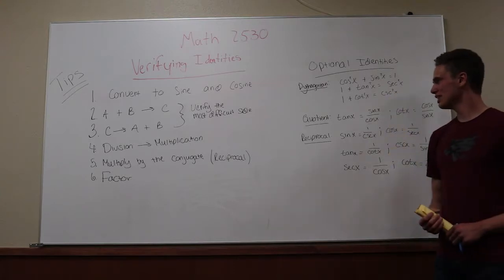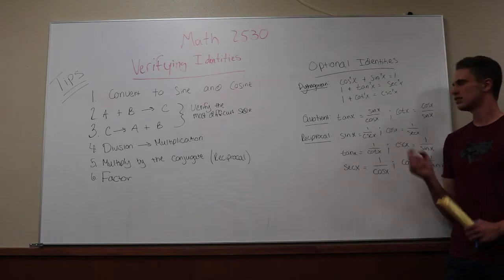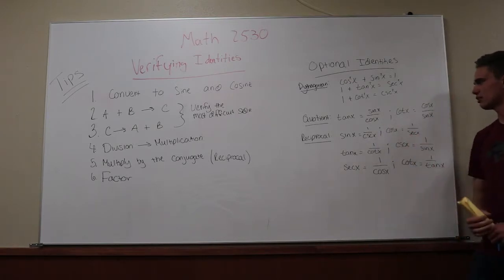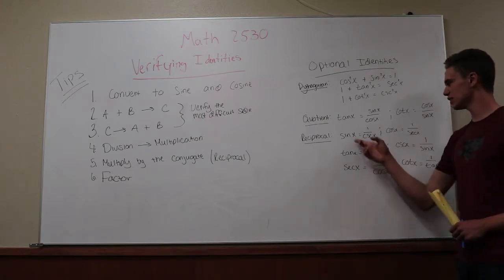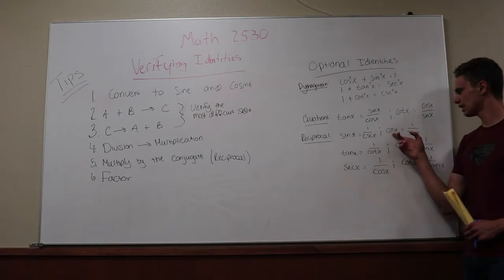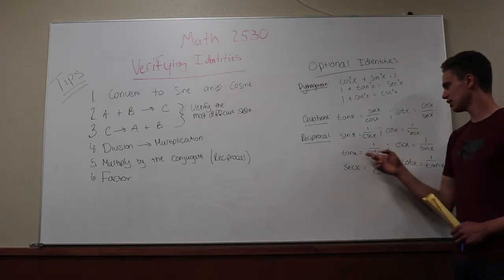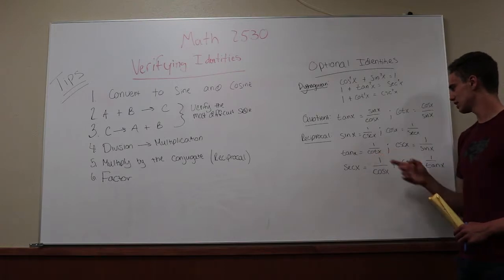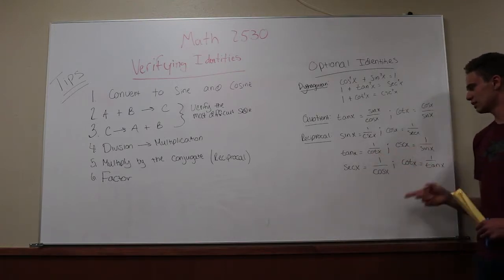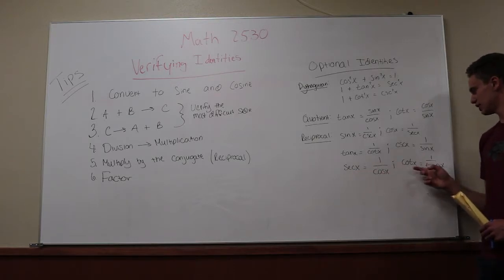For the quotient identities, you have tan x equals sine x over cosine x, and then you have cotangent x equals cosine x over sine x. For the reciprocal identities, you have sine x equals 1 over cosecant x, and cosine x equals 1 over secant x. Then you have tan of x equals 1 over cotangent of x, and then cosecant x equals 1 over sine x, as well as secant x equals 1 over cosine x, and cotangent of x equals 1 over tan of x.